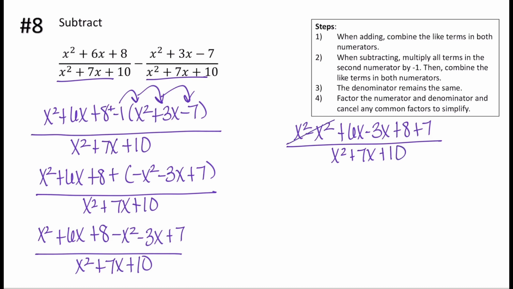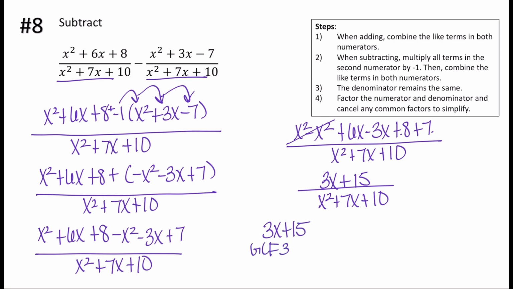x squared and minus x squared cancel. 6x and minus 3x, that's 3x. Plus 8 plus 7 is 15. And that is over x squared plus 7x plus 10. Now we need to factor the numerator and denominator and see if there's any common factors we can simplify. So if we look at 3x plus 15, notice it has a GCF of 3. So we can factor that out. We have 3 times 3x over 3 plus 15 over 3. So that equals 3 times, 3 and 3 cancel, and we have x plus 15 over 3, which is 5.